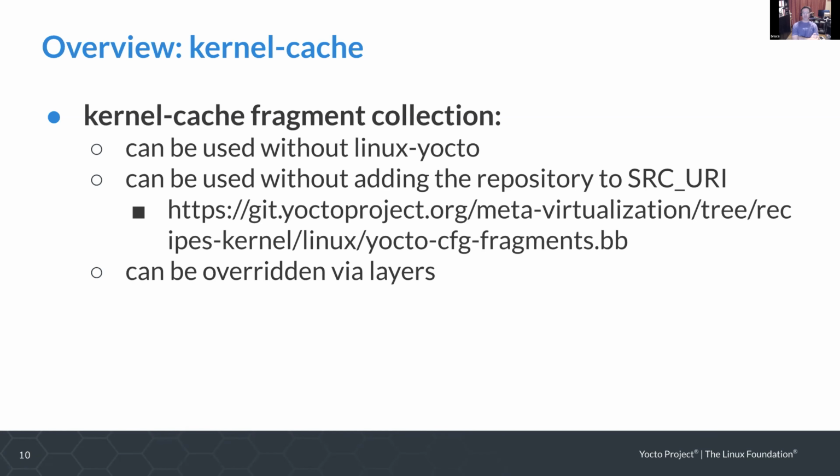And I have a link to something that I did in meta virtualization that I'm testing out, because meta virtualization in particular tries to turn on some kernel features through BB appends. And if you don't have the right fragment layout, people were getting errors. So we came up with a way to separately clone and make the kernel configuration fragment repository separate, without you needing to add it into the source URI of your kernel recipe.